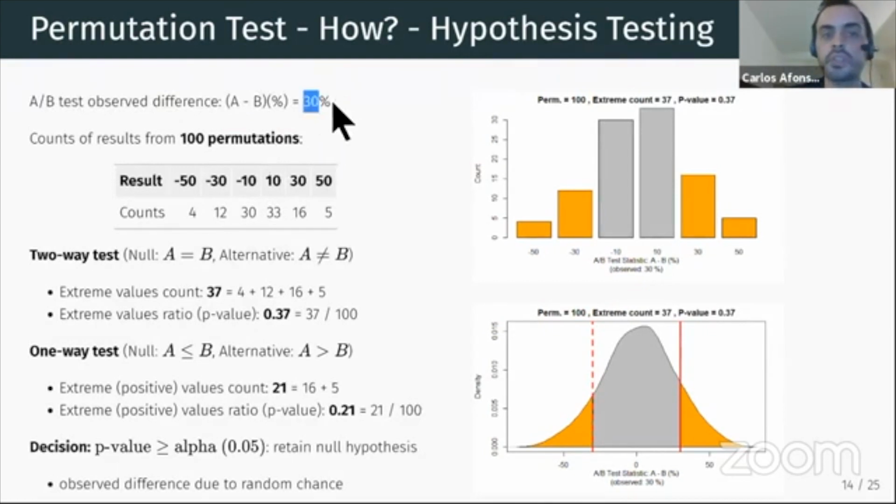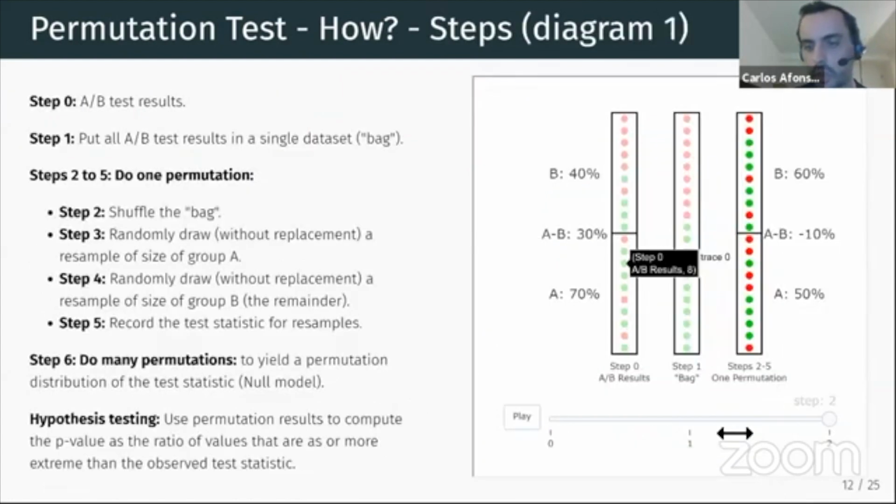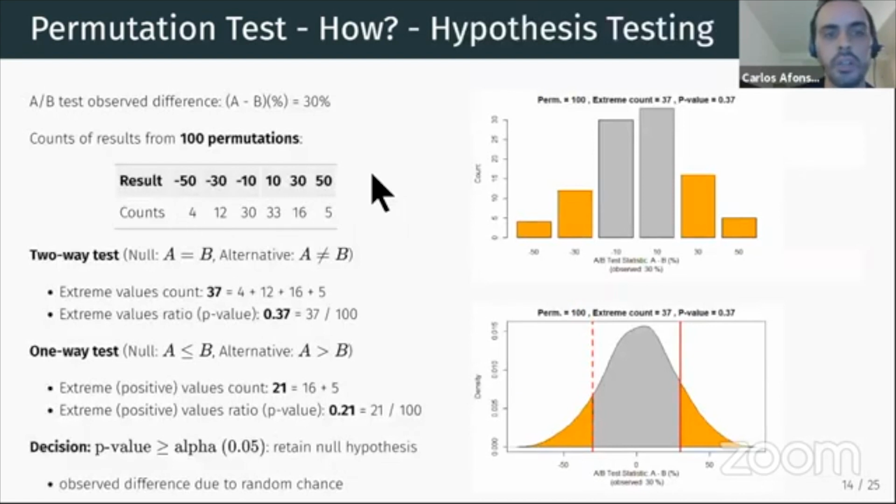Now we want to determine if this 30% is statistically significant or not. So I did 100 permutations. I did this process 100 times. One time I got -10, then I do it another time, and I may get -10 or a different value, and so on and so forth. I'm going to do it 100 times, and then I'm going to count the values that I got.